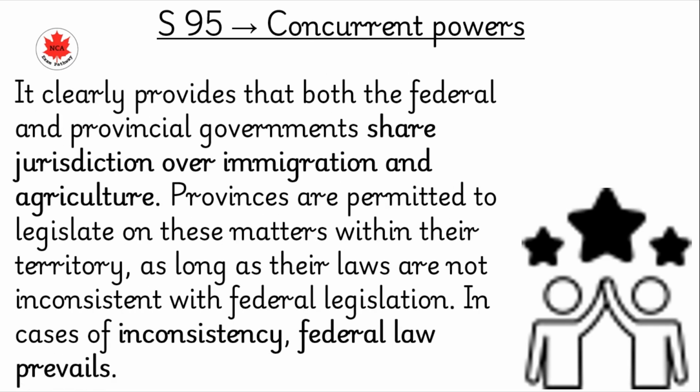Now, coming to Section 95, it introduces an important exception to exclusivity by establishing concurrent jurisdiction over agriculture and immigration. Both levels of government can legislate in these areas. However, where there is a conflict, federal law prevails, reflecting the principle of federal paramountcy. So while Section 91 and 92 provide the primary division of powers, Section 93 to 95 demonstrate that Canadian federalism also incorporates flexibility, shared jurisdiction, and historical compromise, ensuring that the constitutional structure can address both national and regional needs.